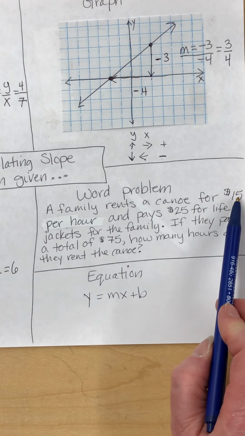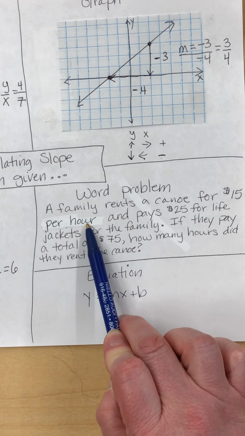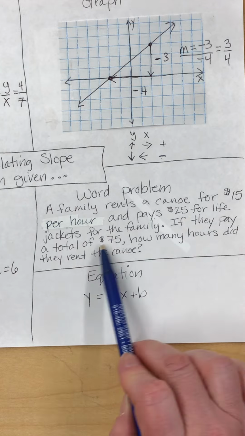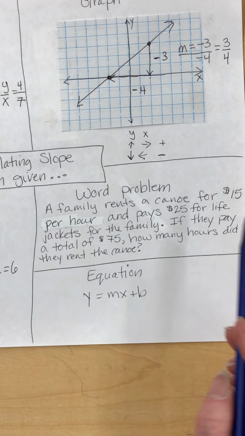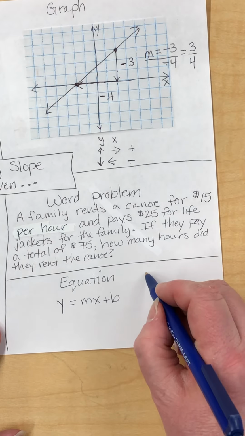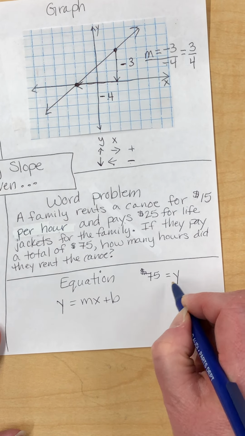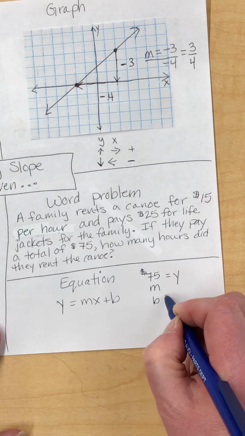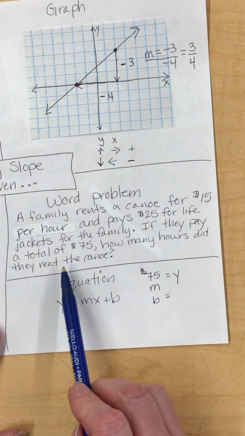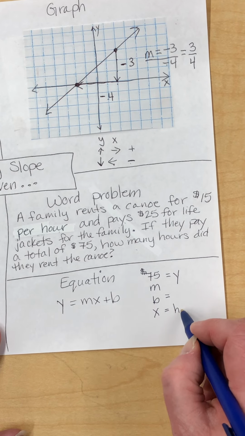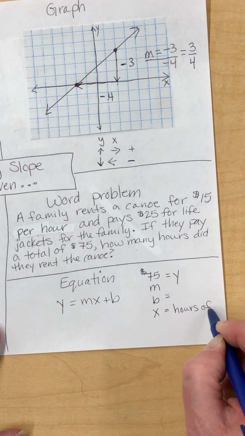So they rent a canoe for $15 per hour. They pay $25 for life jackets, and they paid a total of $75. So I can tell you right now that the $75 is my total, or my y. Okay, then I have my m and my b, because my x is going to be how many hours they rented the canoe. So this is hours of rental.